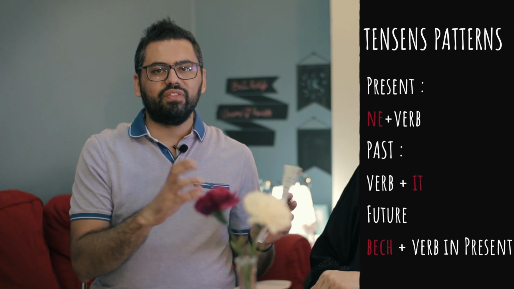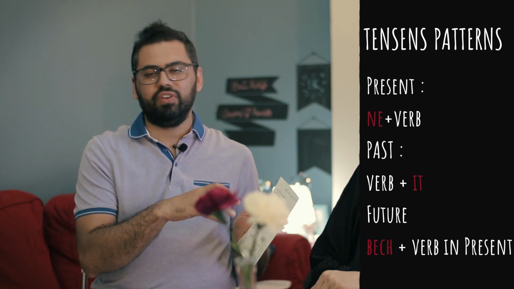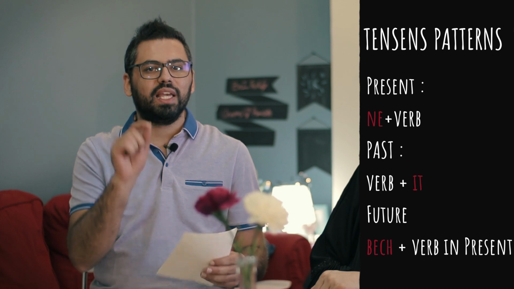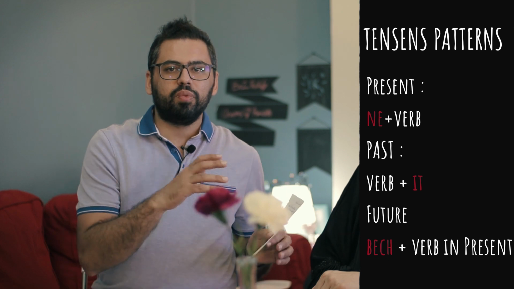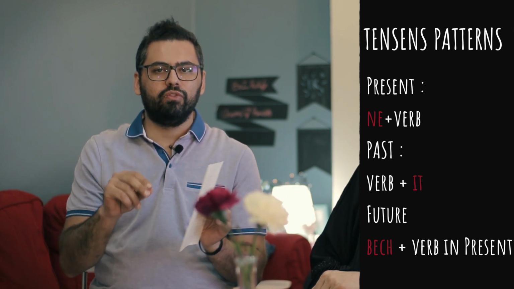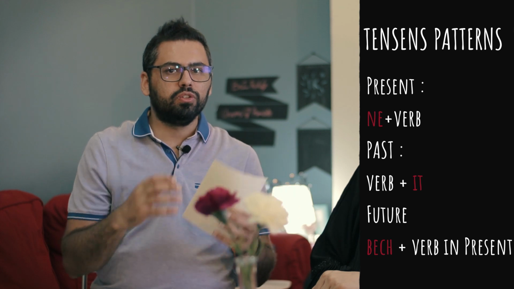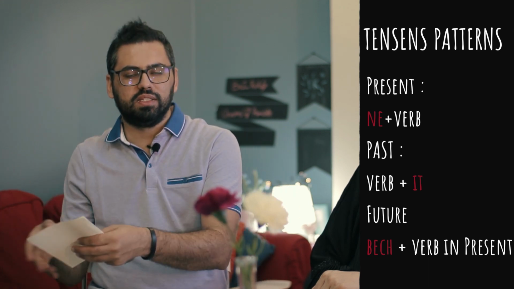The second thing we need to start the video with is the patterns that we use to conjugate the verbs in the present, the past and the future. I will show the pattern somewhere on the screen and explain it to you. The prefix we use at the start of any verb to indicate the present is ne. And to indicate the past, we add it at the end of the verb. So when you see this pattern, you know we are talking about something in the past.